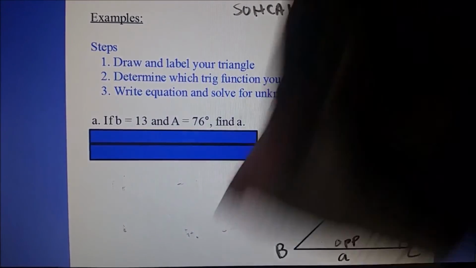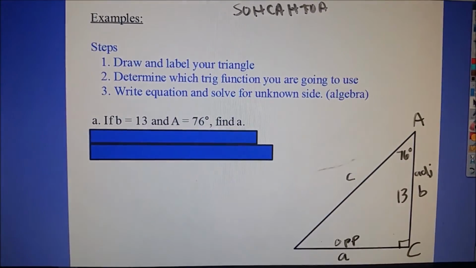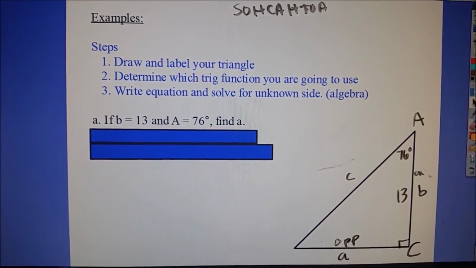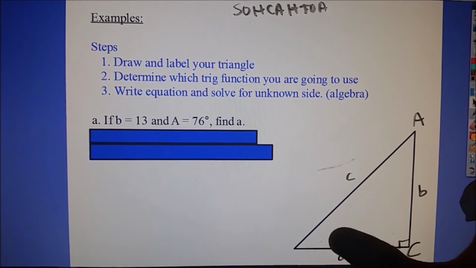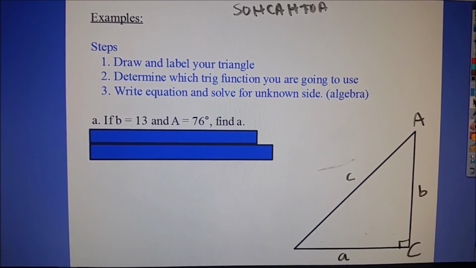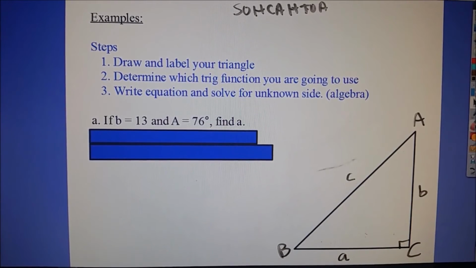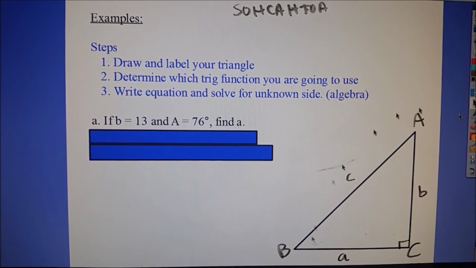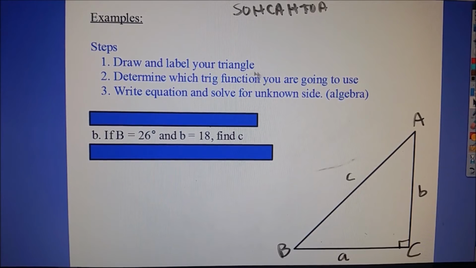Okay, and I'm being destructive with my screen, but all in the name of math, right? So let's get rid of these. Get rid of that. Okay, so here's our triangle. And we have here: if big B equals 26 degrees and little b is equal to 18, find little c.